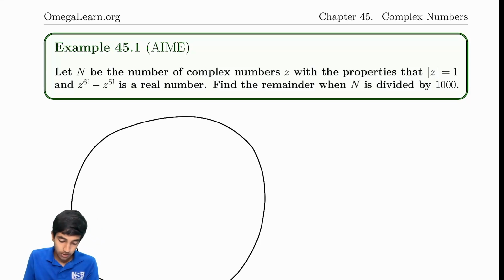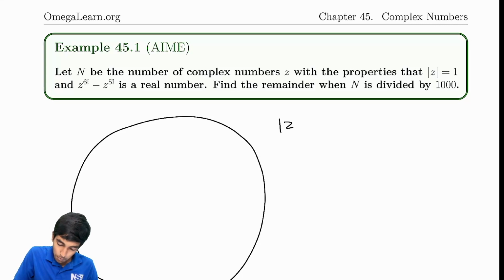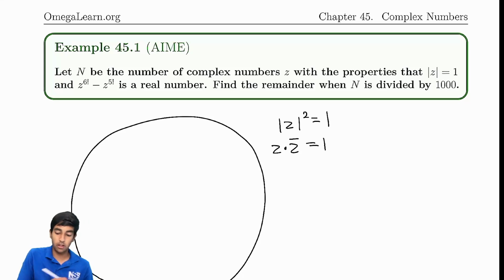Okay, now what else do we know about this? z to the 6 factorial minus z to the 5 factorial is a real number. And now we're actually going to utilize our property straight away. Notice that because this is also true, just by squaring, we get that z times z conjugate is 1 as well. So that's pretty cool, isn't it?